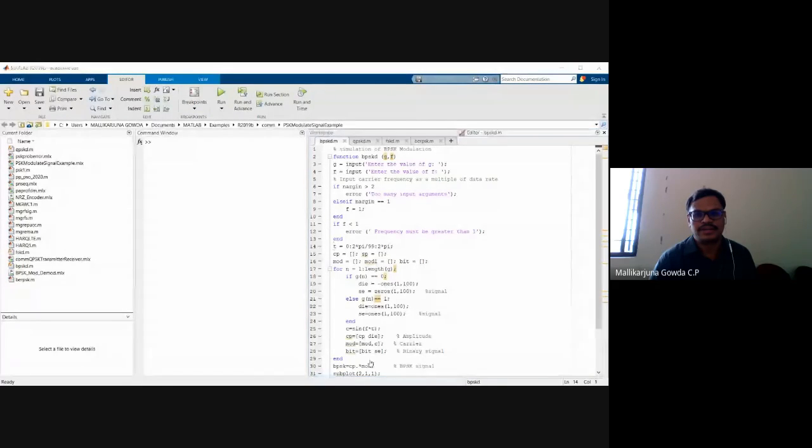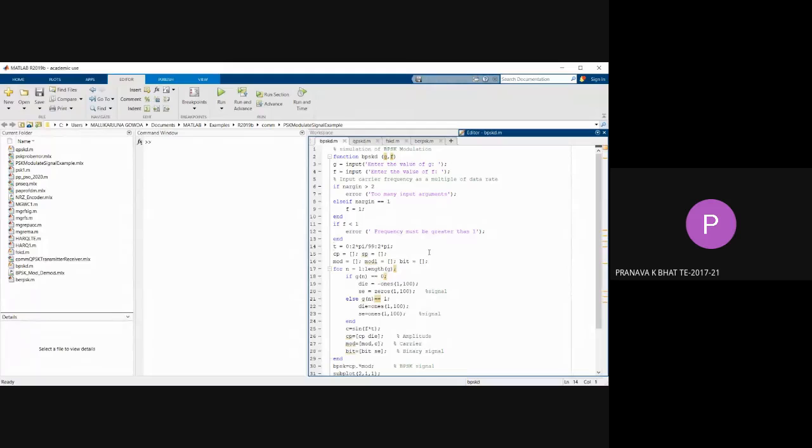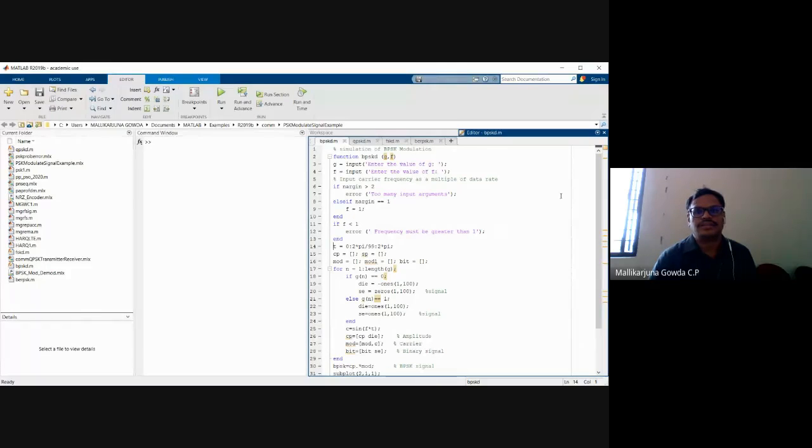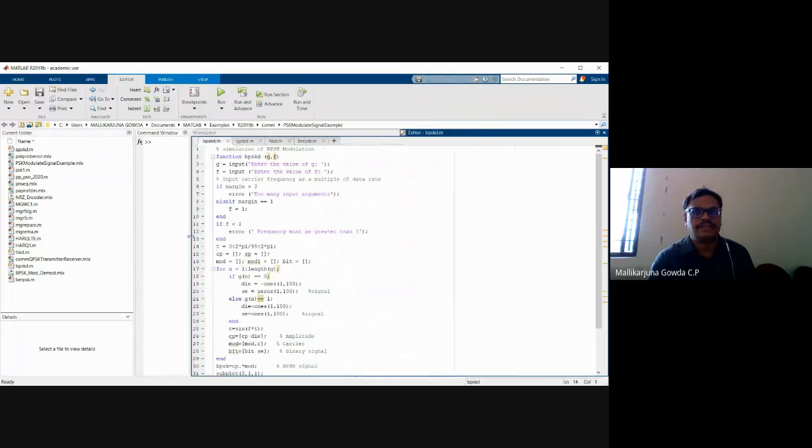Yes, now I think. Hello. Yes, sir. So this is the MATLAB code for BPSK generation. Okay, so let me increase the window size. So it is visible now.